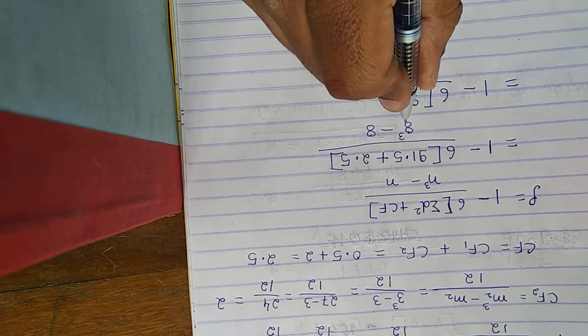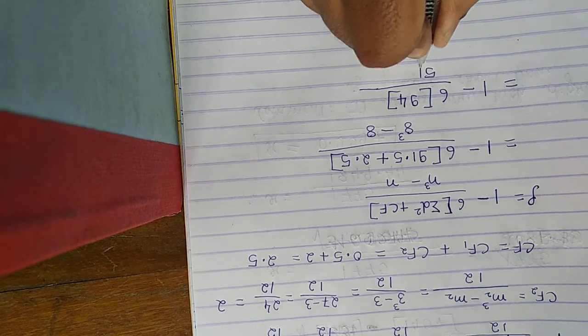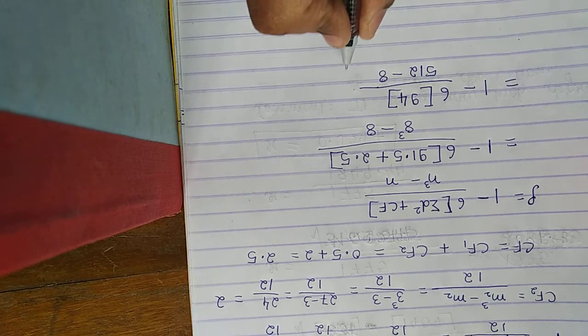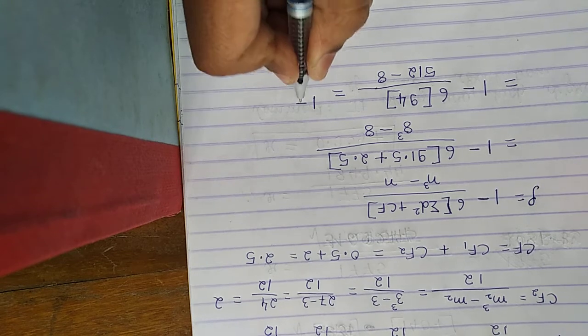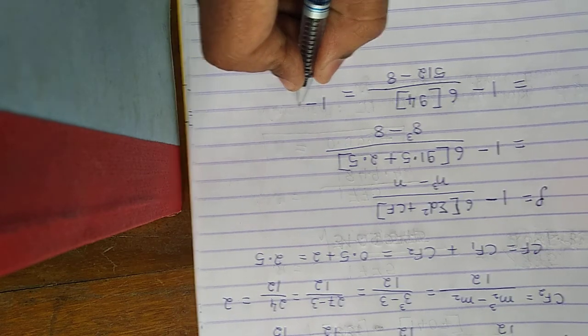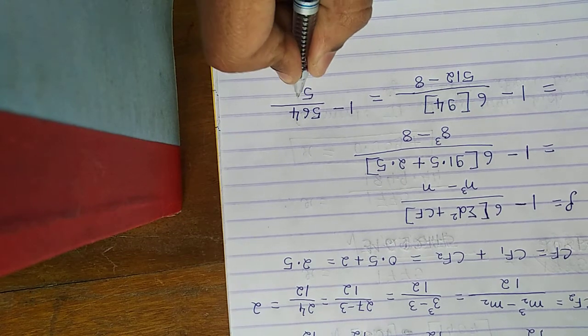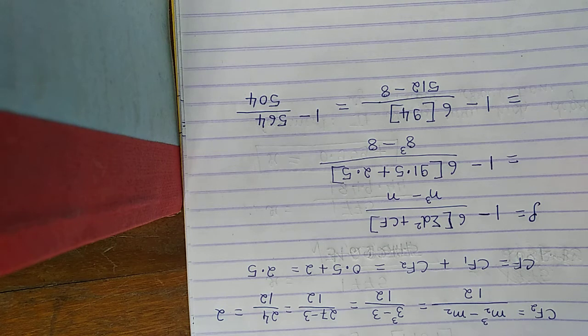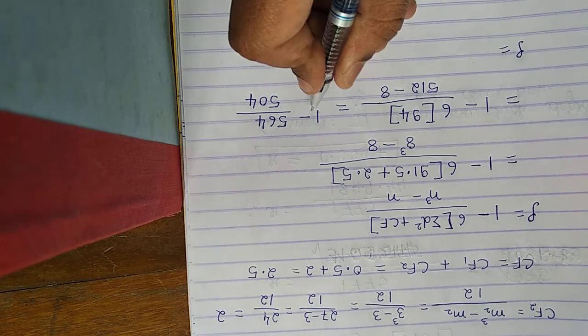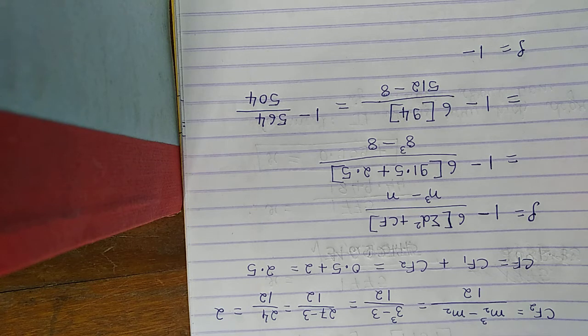This is 8 cube minus 8. 8 cube stands for 8 into 8 into 8. 8 into 8 into 8 is equal to 512. So minus 8, which is equal to 1 minus. What is 6 into 94 equal to? 6 into 94 is equal to 564, upon 504. 564 upon 504. So what is rho equal to now? 1 minus, what is 564 divided by 504? It is equal to 1.119.